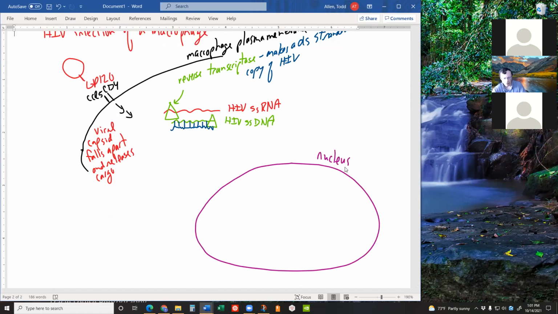Okay, so inside that nucleus, this is a macrophage, right? It's a human cell, it's a diploid cell. There's going to be 46 chromosomes. So there's all kinds of human DNA inside this host cell. And I'm not going to make an attempt to draw all of it. That would be insane. Right? But here's your human DNA.